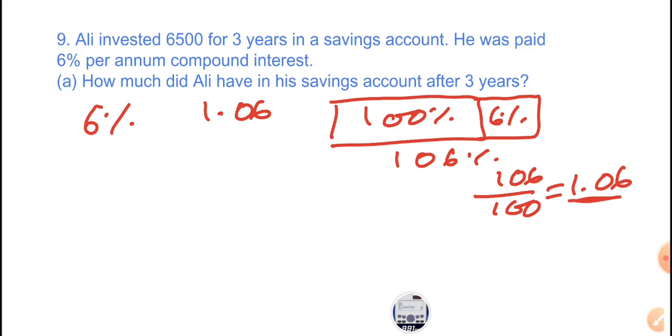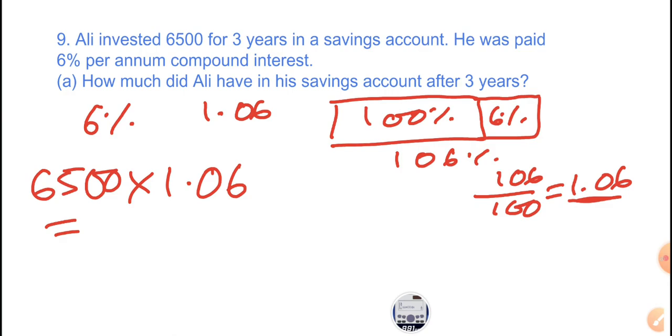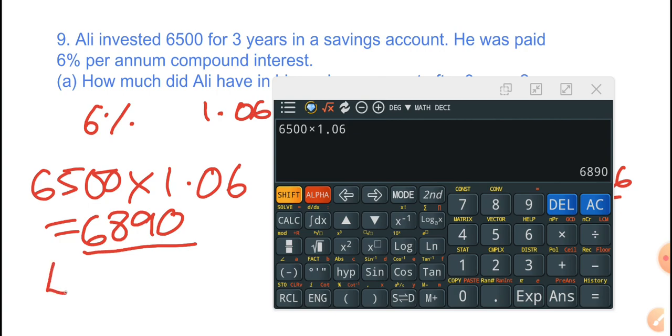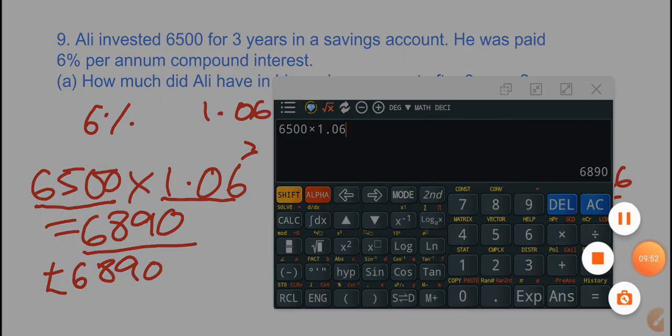So what we have to do is 6,500 times 1.06 on our calculator, and that will give us our answer. As you can see, the answer on the calculator is £6,890. So we should really put the units in. So £6,500 was initially invested, and the interest rate was 6%. That's why the decimal multiplier is 1.06. But we made a slight mistake. We didn't do it to the power of 3. So we have to do that bit again.